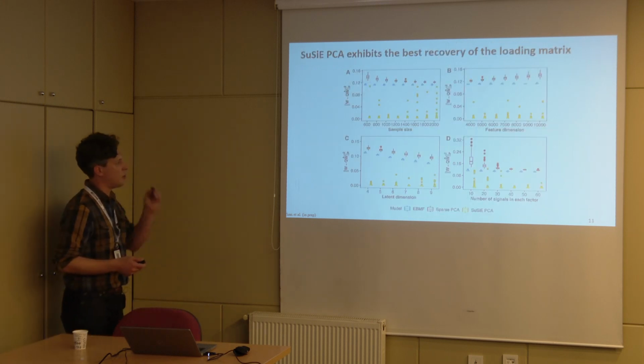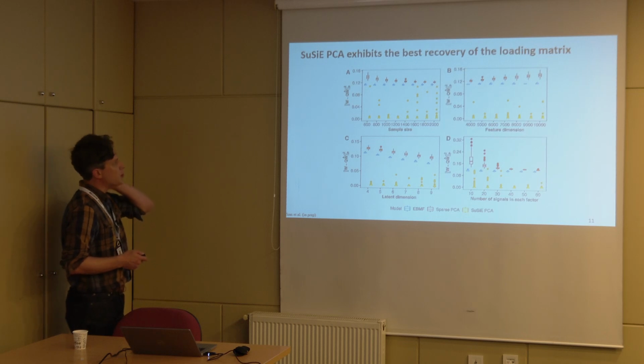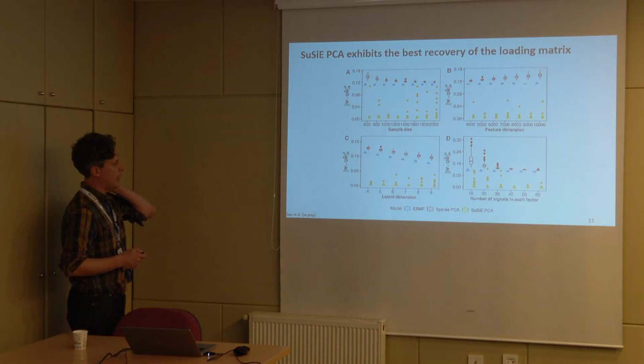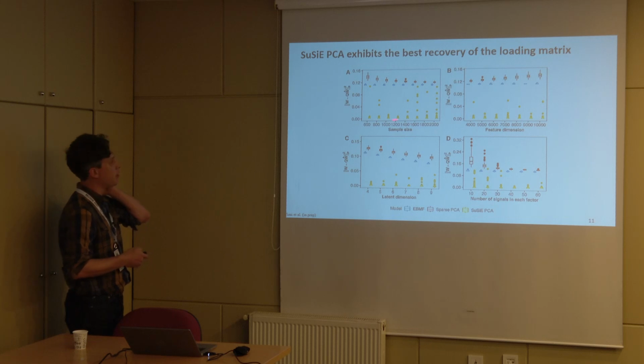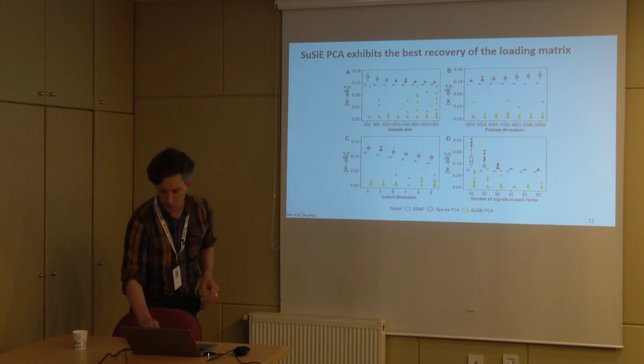Okay, and so now getting into the actual direct comparisons with other approaches. SuSiE PCA outperformed all of the other approaches across a couple of different parameter settings in terms of recovering the loading matrix. Here we're looking at this Procrustes norm. SuSiE PCA is in yellow, lower is better, and the other tools, sparse PCA and empirical Bayes matrix factorization, are in blue and red respectively. And so you can see that by varying the sample size, by varying the number of features for a fixed sample size, by varying the latent dimension, and the number of signals contributing to each particular factor, across the board SuSiE PCA beats the other approaches.